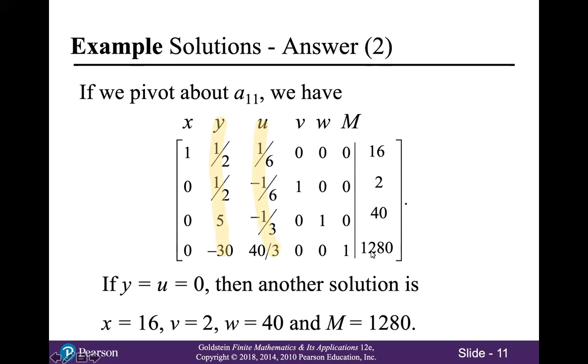equal to 1,280. So in this solution, we're manufacturing 16 chairs, 0 sofas, and we have, let's see, no leftover carpentry, but we have 2 labor hours, was it, of leftover finishing, 40 labor hours of leftover upholstery, and our profit is $1,280.